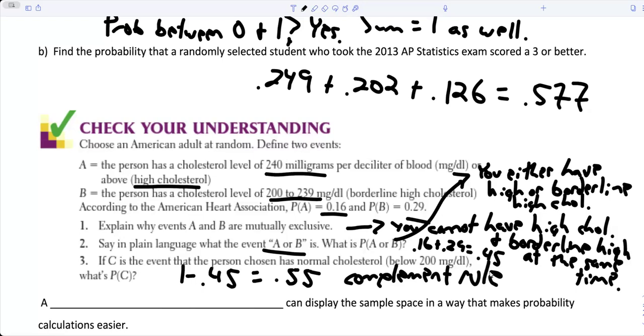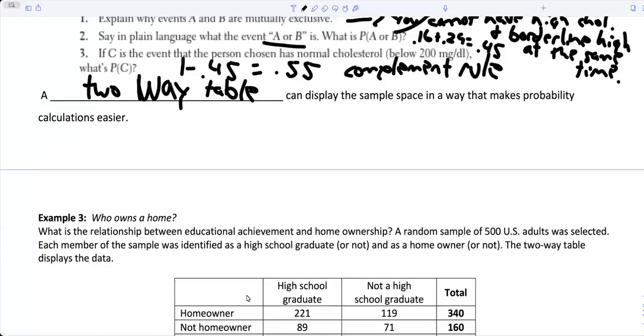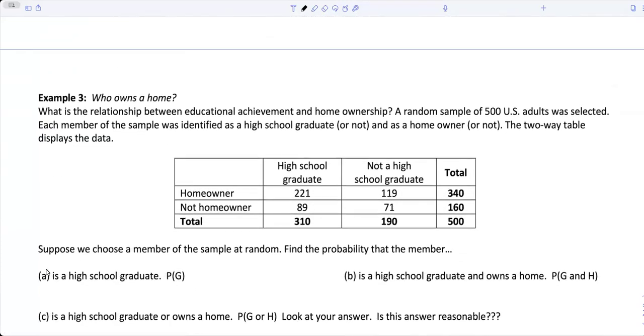Okay, so a blank can display the sample space in a way that makes probability calculations easier. This is called a two-way table. So here we go. What is the relationship between educational achievement and home ownership? A random sample of 500 US adults was selected. Each member of the sample was identified as high school graduate or not, and as homeowner or not. The two-way table displays the data.